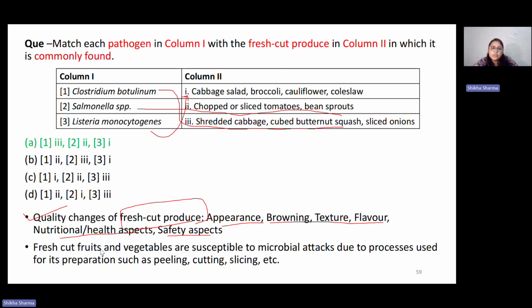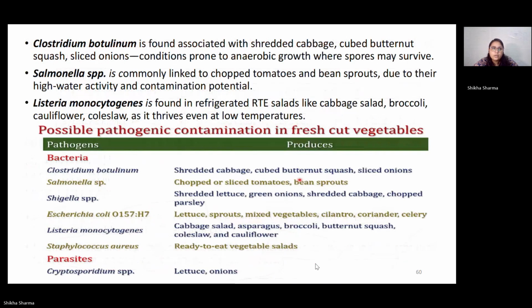So fresh cut produce and vegetables are basically susceptible to microbial attack due to the processing steps used for their preparation, like peeling, cutting, slicing, etc. So Clostridium botulinum is found associated with shredded cabbage, cubed butternut squash, and sliced onions. These are conditions prone to anaerobic growth where spores may survive.